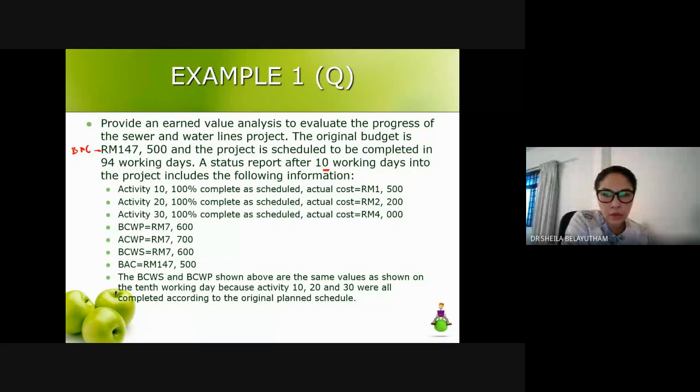Okay, and the planned value, earned value, and actual cost are already given to you, so it makes your life much easier. If not, you will need to identify what is the earned value and what is the planned value based on the question. For this one, it has been given to you: budgeted cost of the work planned, actual cost, and budgeted cost of the work scheduled, budgeted cost of the work performed.